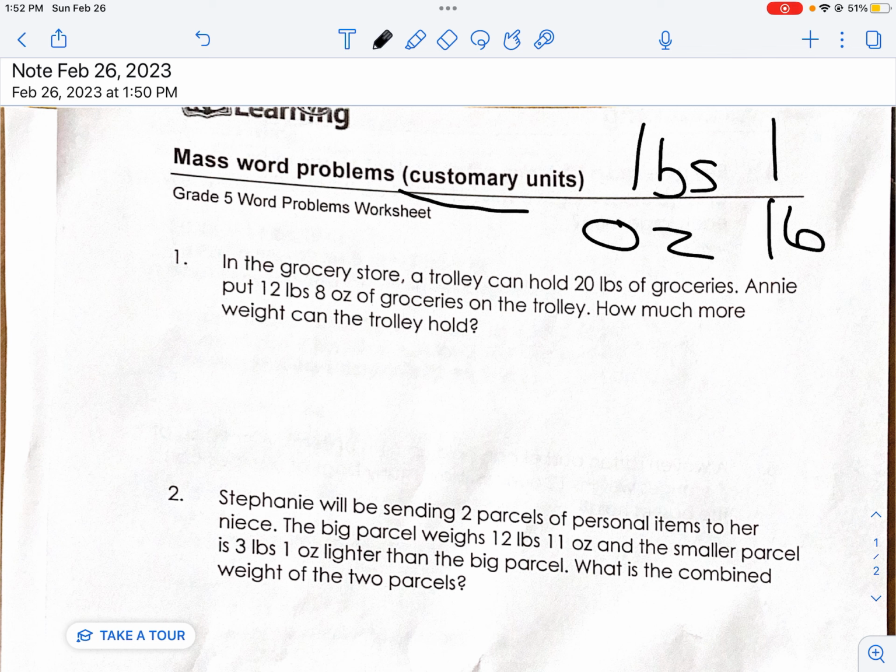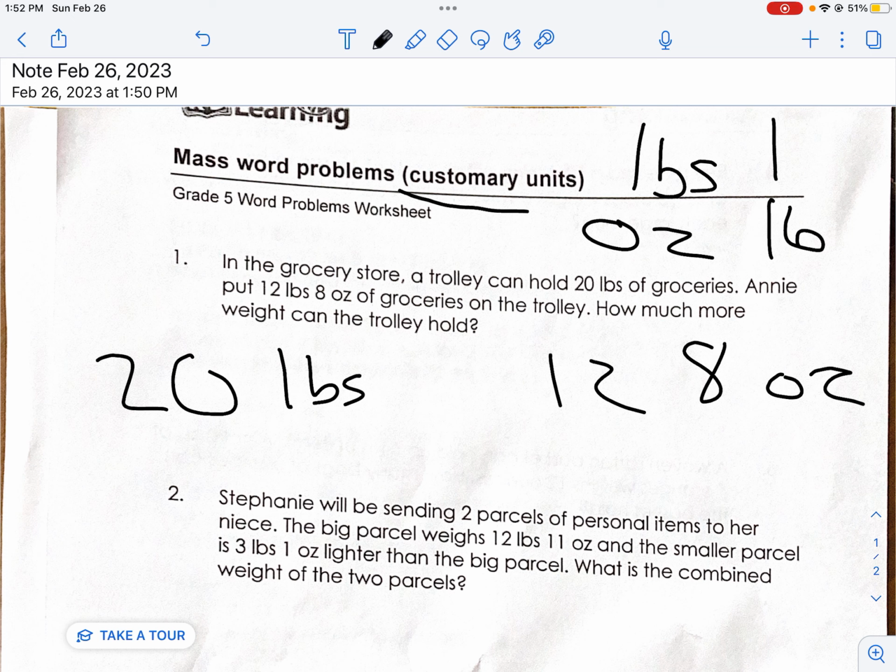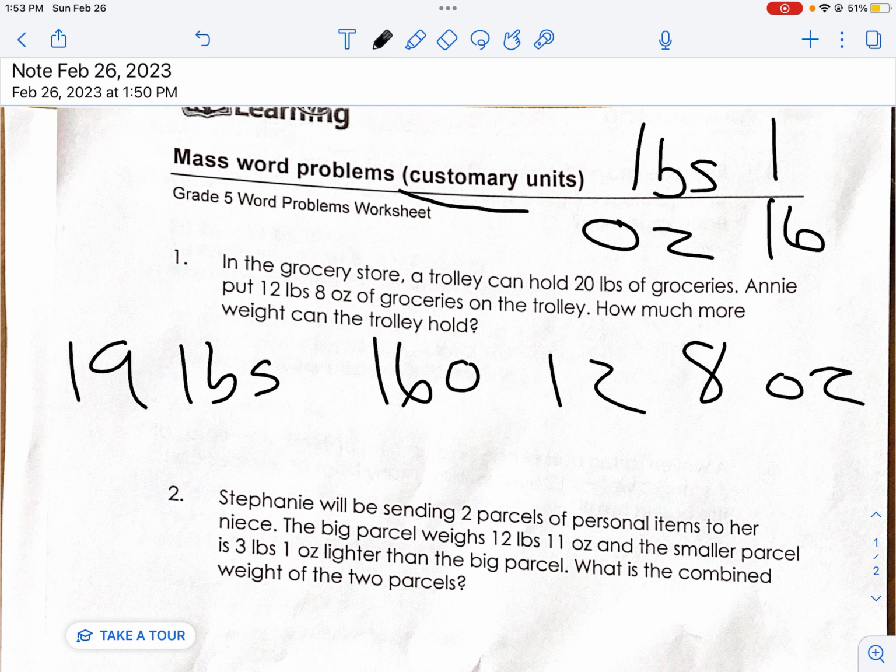So number one says in the grocery store, a trolley can hold 20 pounds of groceries. So I'm going to write that over here, 20 pounds. Annie put 12 pounds, 8 ounces on the trolley. How much more weight can the trolley hold? So you need to do 20 pounds minus 12 pounds, 8 ounces. Well, instead of 20 pounds, I'm going to write it 19 pounds, 16 ounces. And then I'm going to subtract my 12 pounds, 8 ounces.